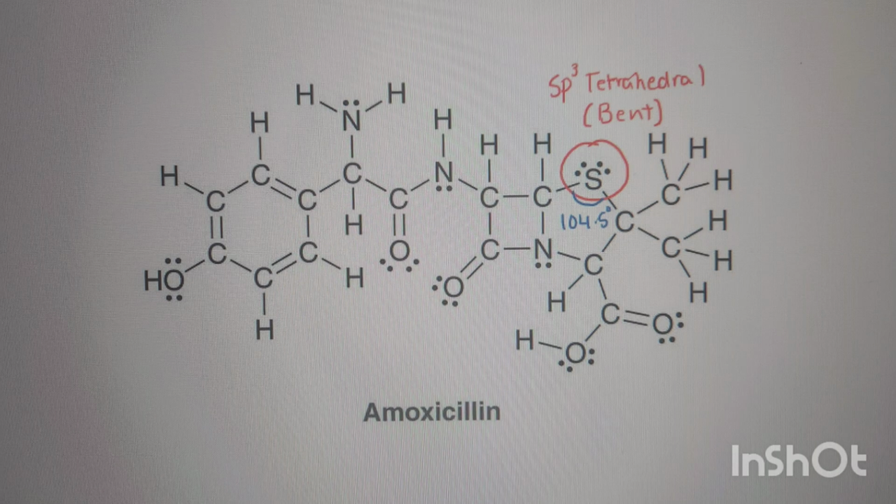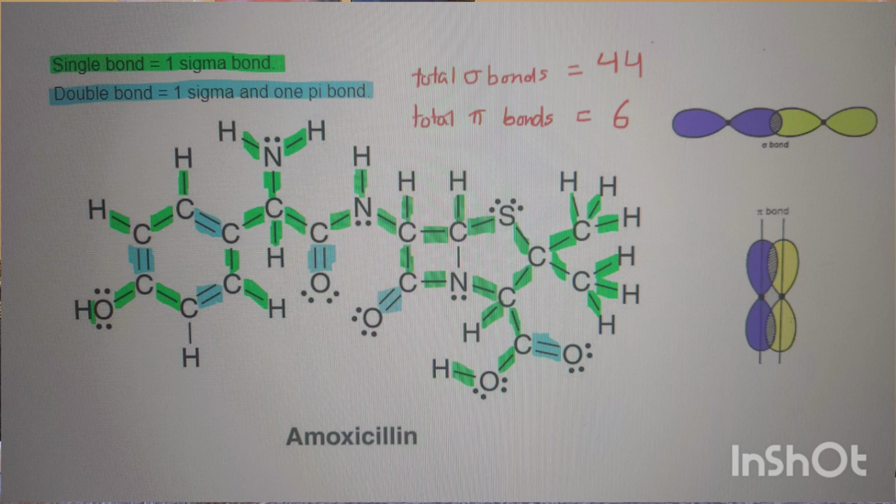The sulfur atom goes through sp3 hybridization as well. It is able to make 2 bonds and has 2 lone pairs, and as a result it has a tetrahedral geometric shape, but more specifically a bent geometric shape, with each angle at 104.5 degrees. Amoxicillin has a total of 44 sigma bonds and 6 pi bonds.